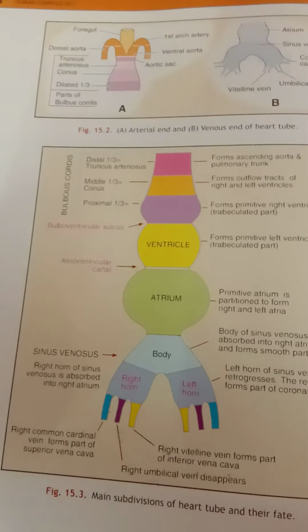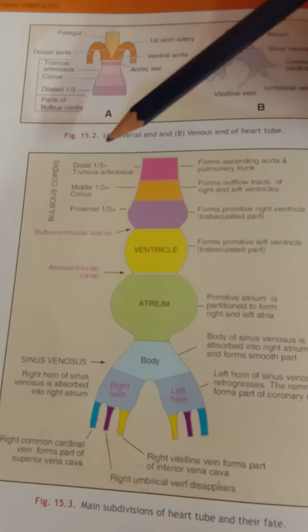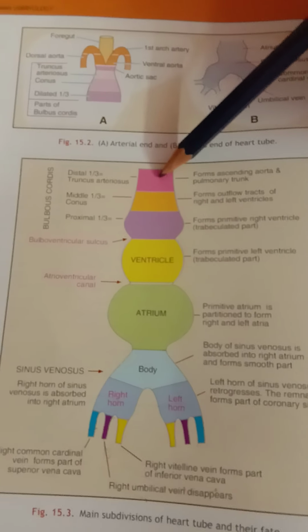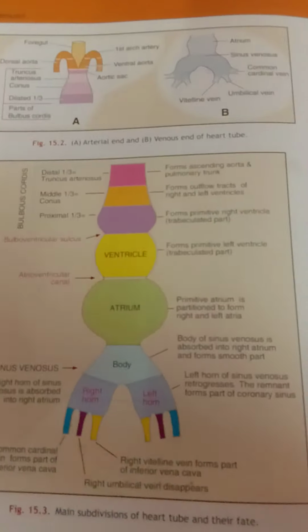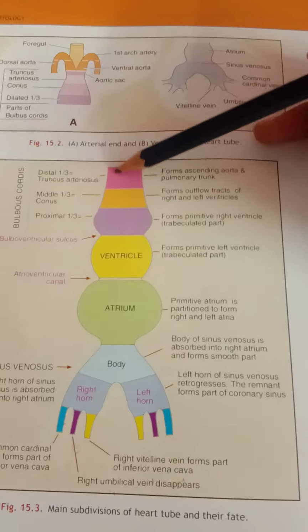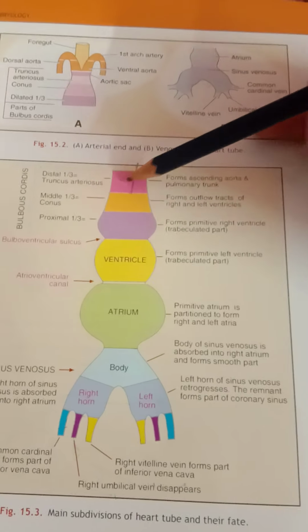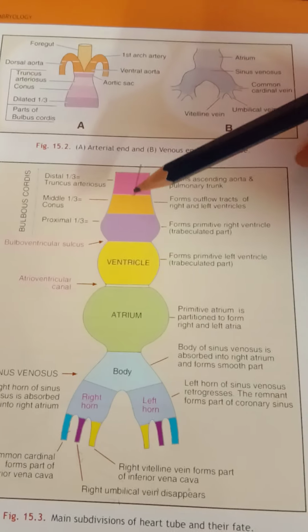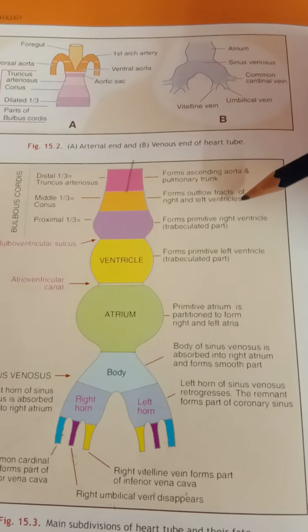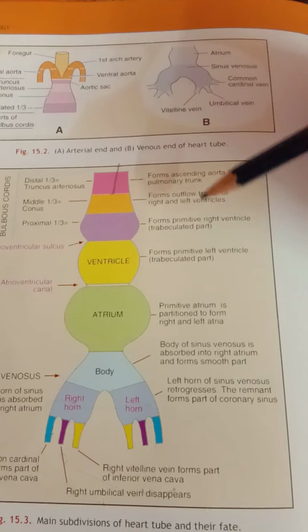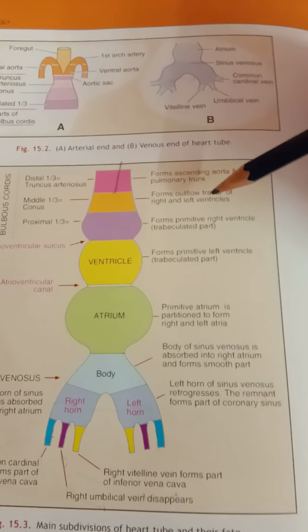So this is how the heart tube looks, and here we have the distal one-third which forms the truncus arteriosus. It forms the ascending aorta and also the pulmonary trunk. Actually here the spiral septum comes and divides the truncus arteriosus into the ascending aorta and the pulmonary trunk. And the middle one-third is the conus, which mainly forms the outflow tracts. The outflow tracts are the aorta and also the pulmonary arteries.